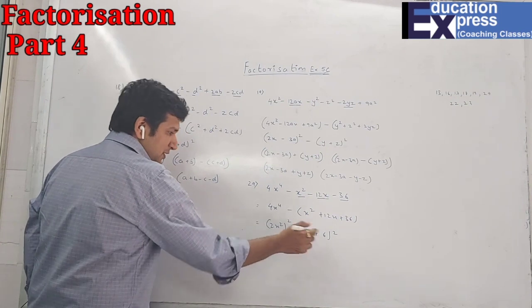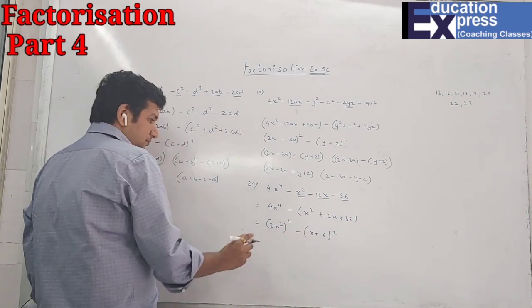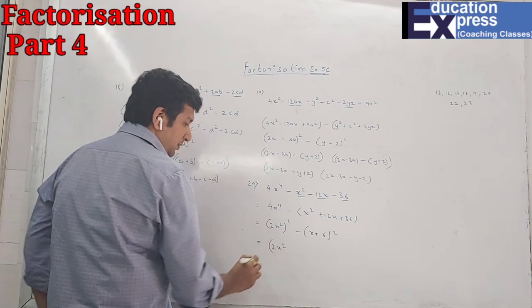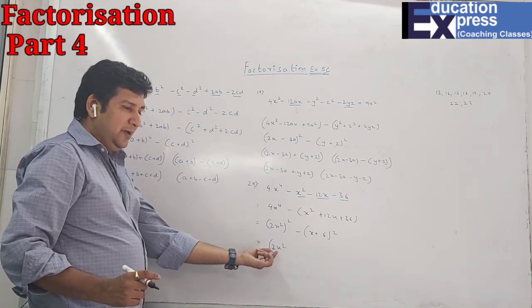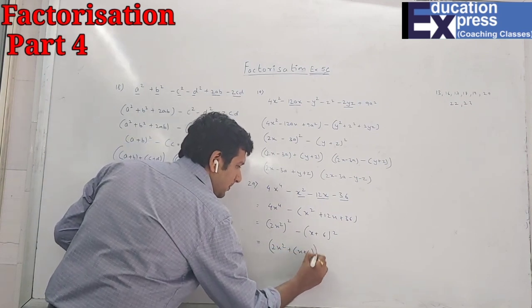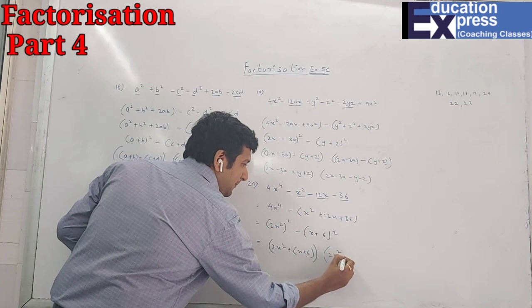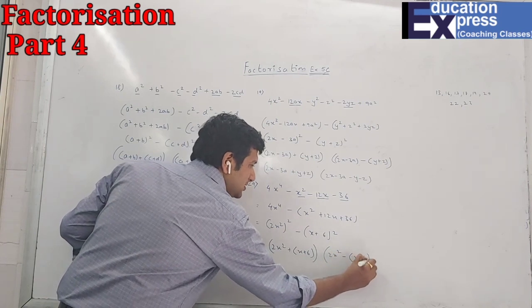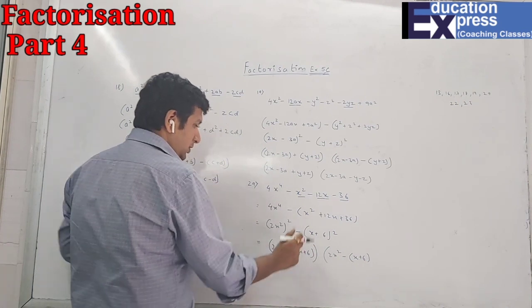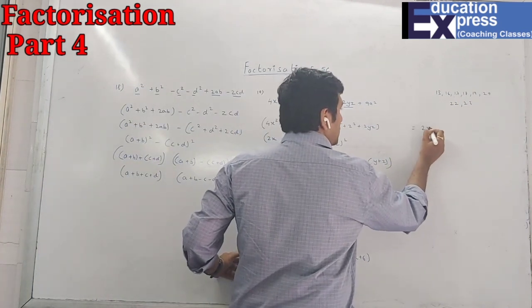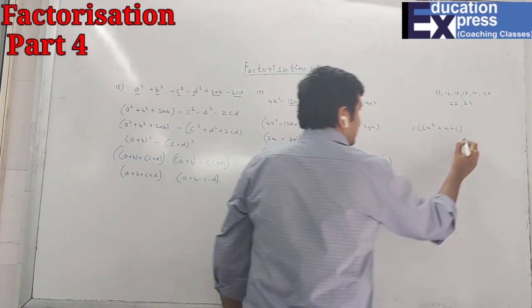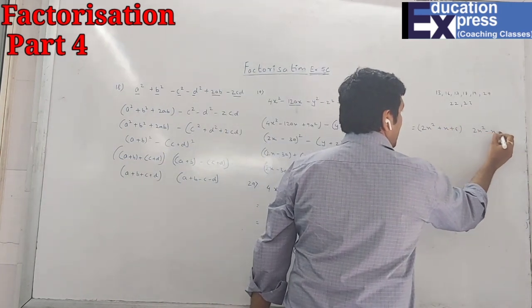So a square minus b square. What is a? 2x square. Remember students, I told you whatever is in the bracket becomes your a. So a plus b and a minus b. So here we'll get 2x square plus x plus 6 and 2x square minus x minus 6.